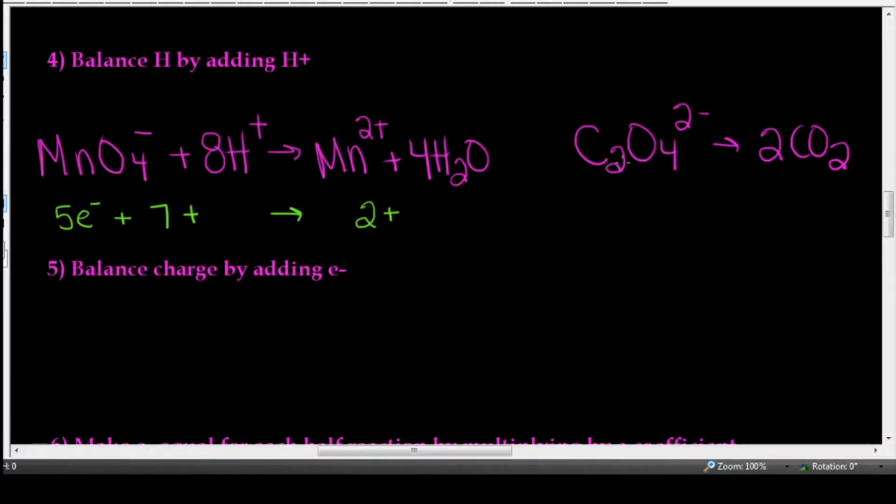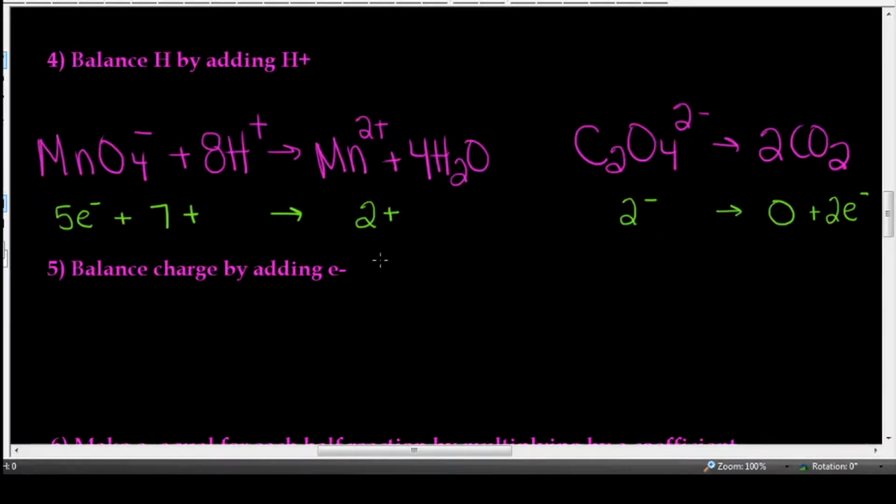In this half reaction, I have a 2 minus charge on the left, and I have no charge on the right. If I want to make these charges equal, I would need to add 2 electrons to this side. So you can see over here, I have a 2 minus charge now, and over here I have a 2 minus charge. So that is how we make charge equal, is by adding electrons.